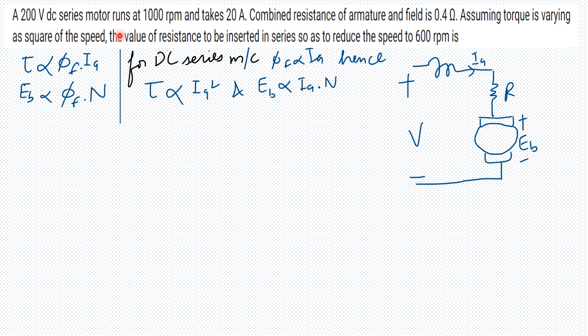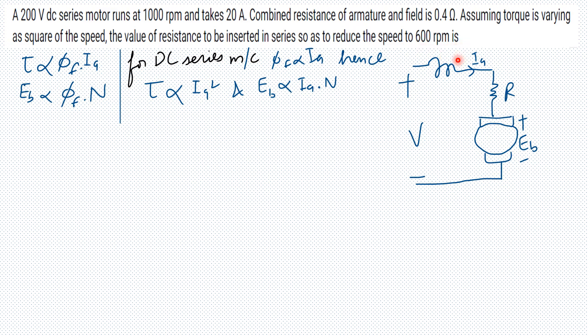Today we'll be solving a problem related to DC machines. A 200 volt DC series motor is running at 1000 rpm and takes 20 amps of current. The combined resistance of the armature and the field is 0.4 ohms, and the torque varies as the square of speed.